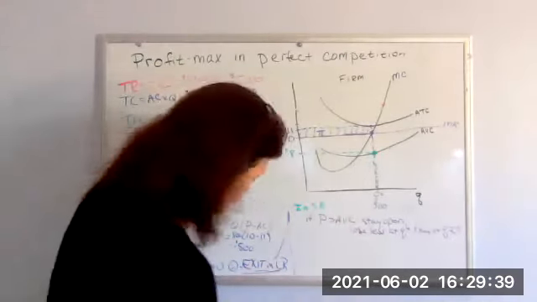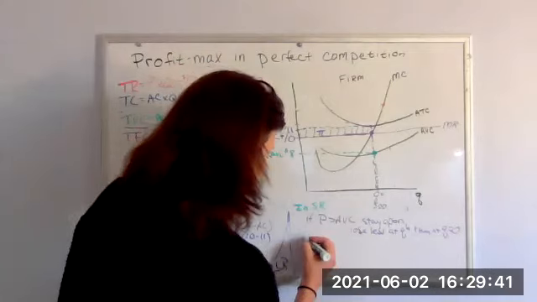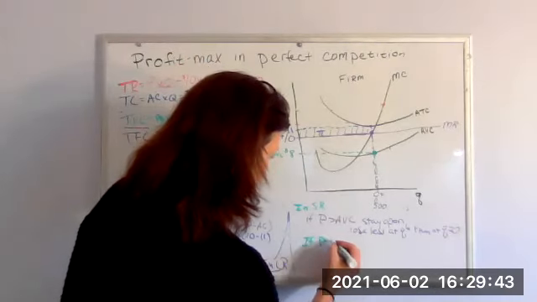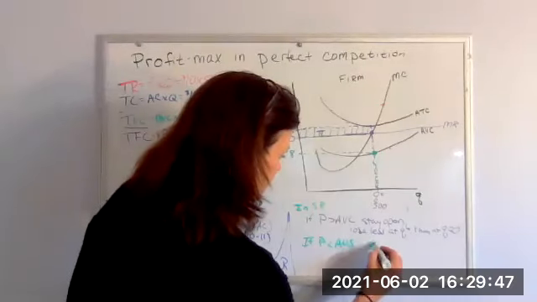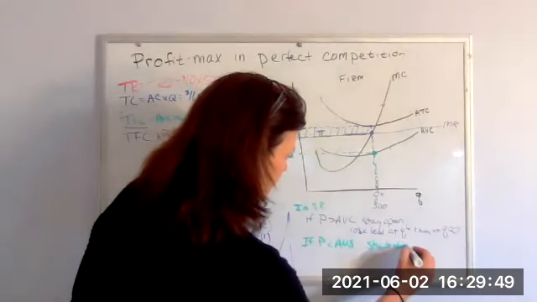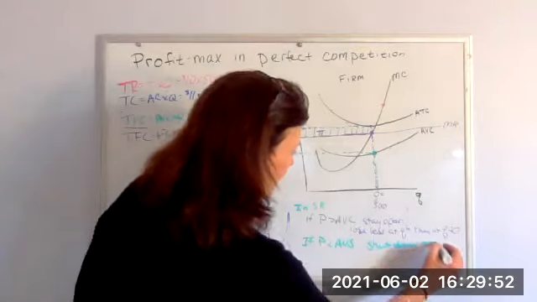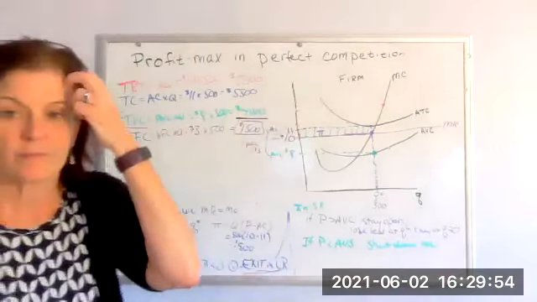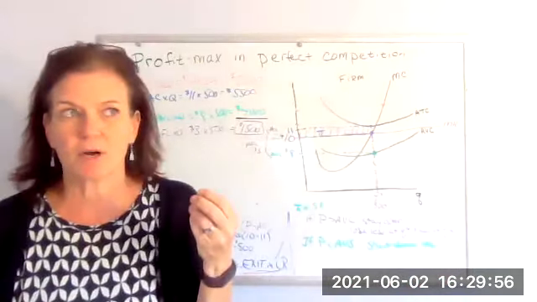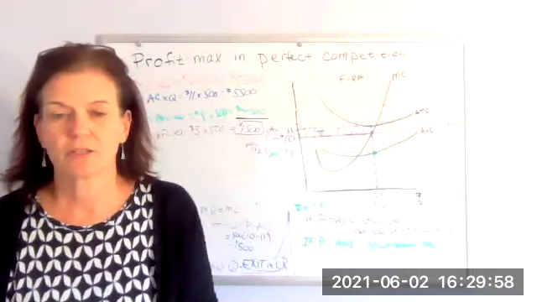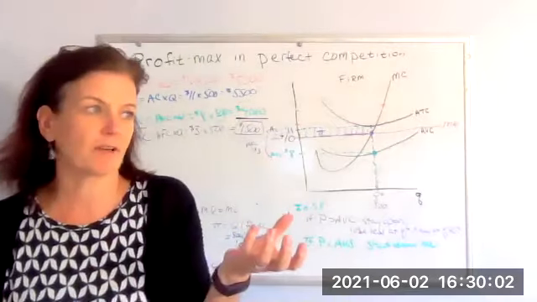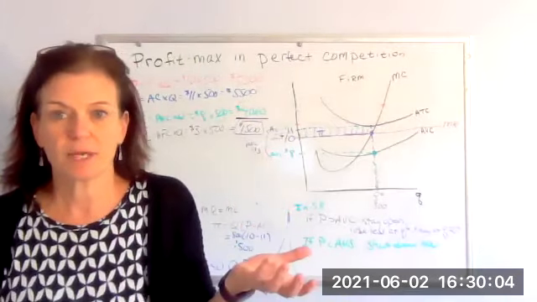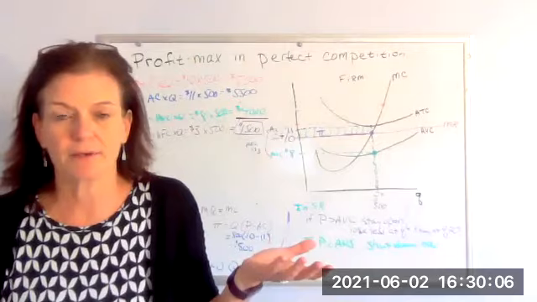But if price is less than average variable cost, shut down now. If you can't even cover your variable costs, you shouldn't incur them. You have a choice about it. If you think of workers as your variable cost, if you can't pay your workers, don't hire them, right?